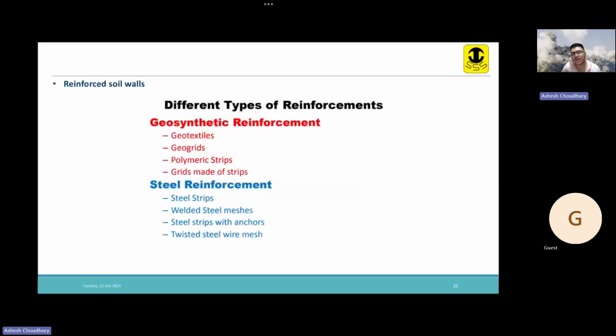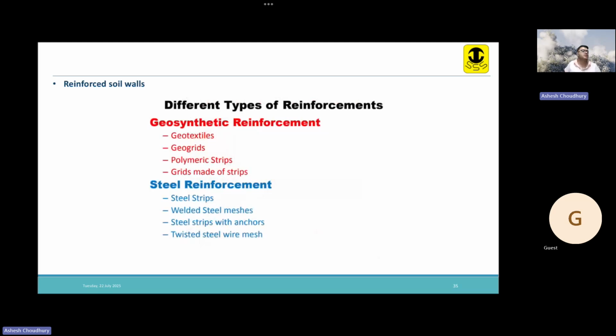As I said, we can use different types of reinforcement. We can have geosynthetic reinforcement and also steel reinforcement. For geosynthetic reinforcement, we can use geotextiles, geogrids, polymeric strips, or grids made of strips. Then we can have steel strips, welded steel meshes, steel strips with anchors, and twisted steel wire. Many options are available to us.